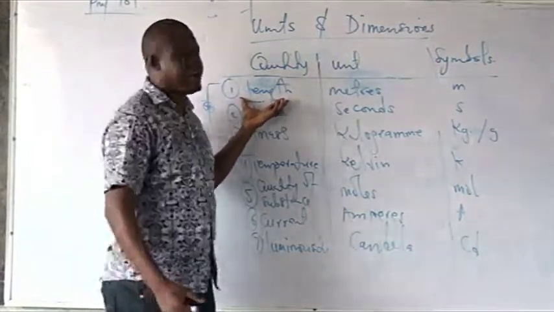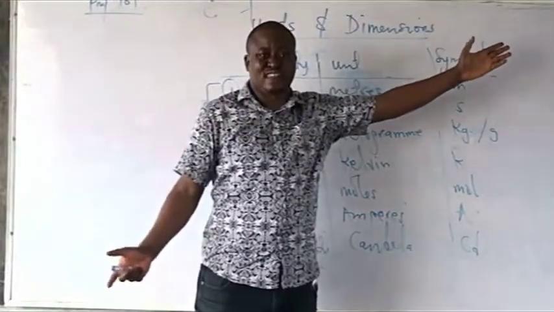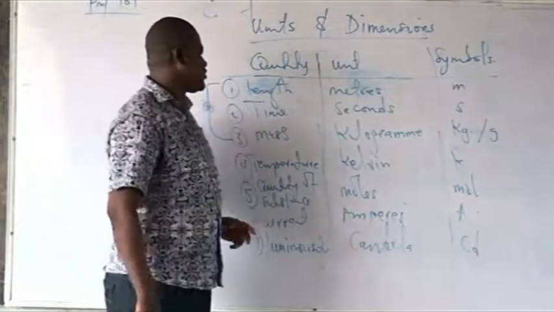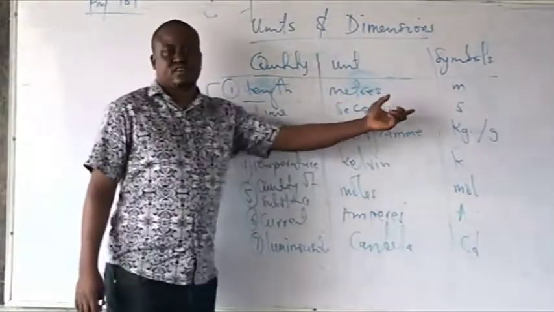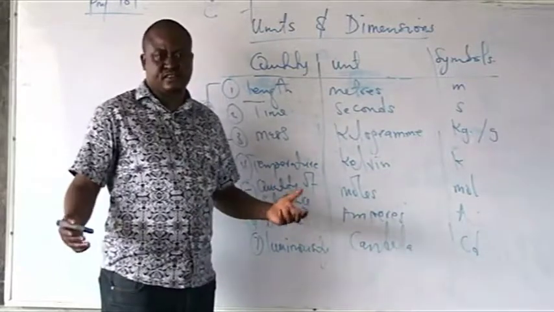I can equally say I want to measure something from this place to this place. Am I correct? What have I measured? Length. It is measured in meters. Very important. Time is what? Seconds.